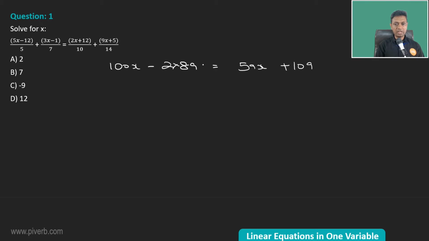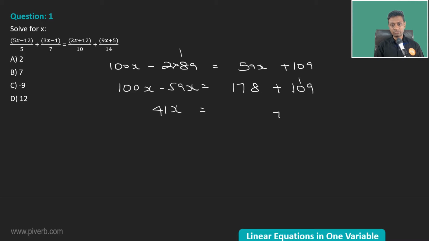And 100x minus 59x equals 2 into 89, which is 178, plus 109. 41x equals 287. X equals 287 by 41.